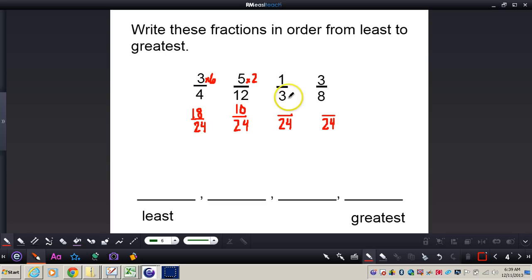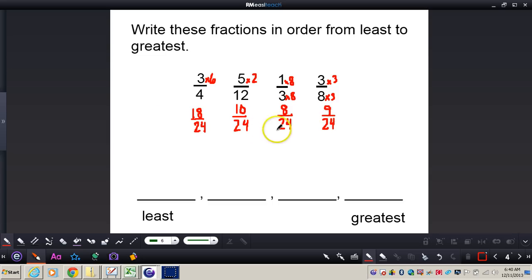For 1/3, I multiplied my denominator by 8. So that means I'm going to have to multiply my numerator by 8. Remember, whatever we do to the denominator, we must do to the numerator and vice versa. 8, I multiplied by 3 to get to 24. Therefore, I have to multiply my numerator by 3, giving me 9/24.